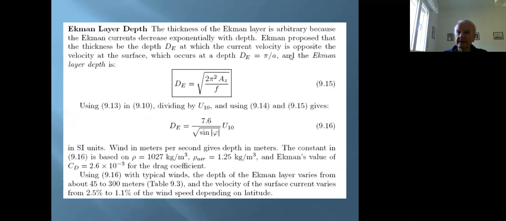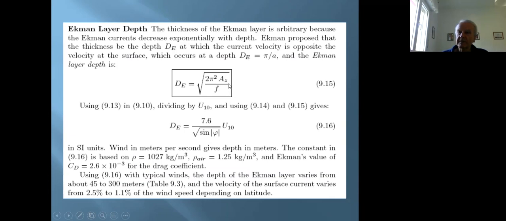Ekman layer depth is the thickness of the Ekman layer. It's arbitrary, as I told you before, because the Ekman currents decrease exponentially with depth. So Ekman proposed that the thickness be the depth at which the current is opposite to the velocity at the surface, which occurs at the depth dE, the Ekman layer depth, and which is defined as this thing here.